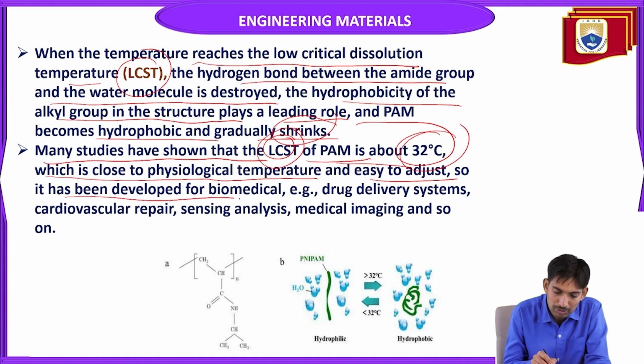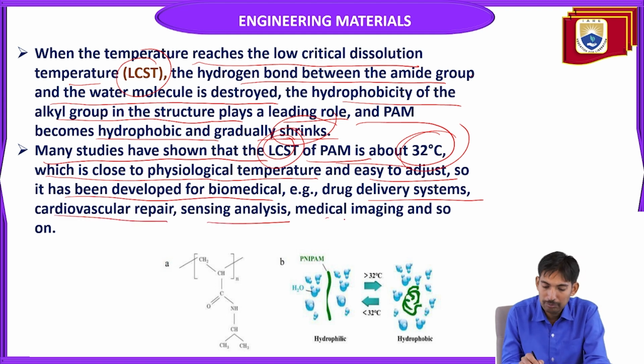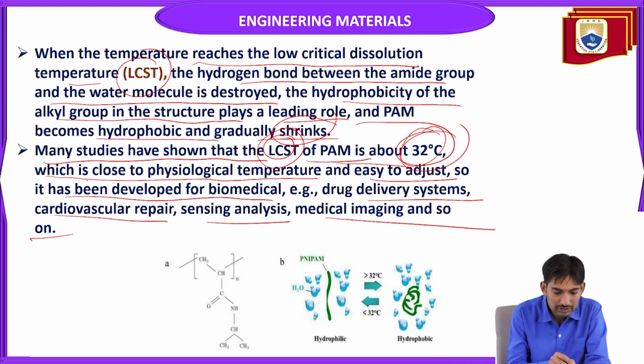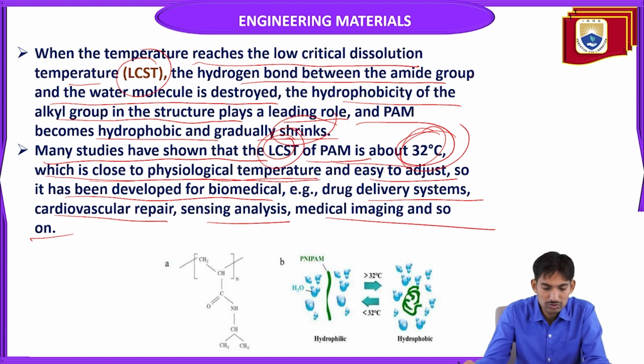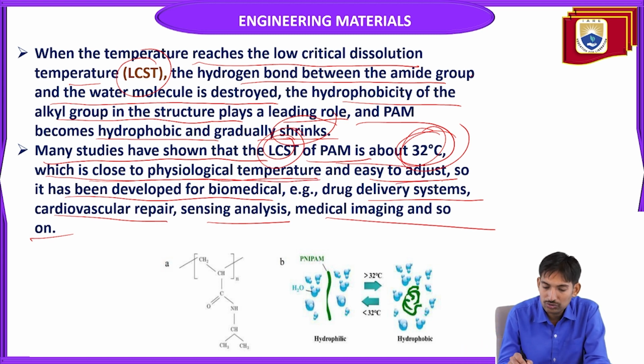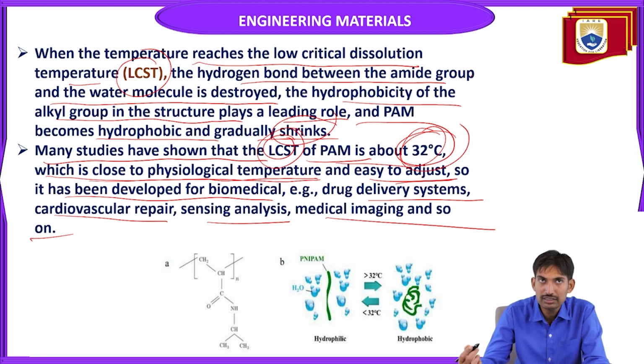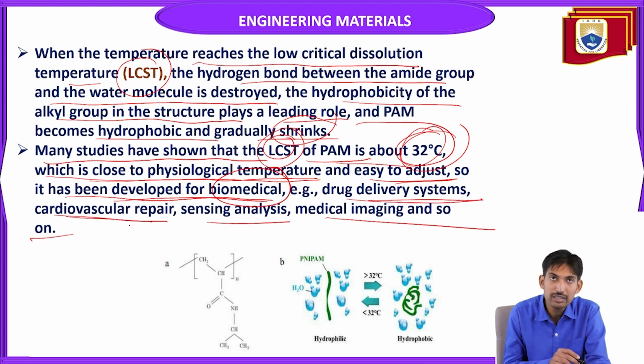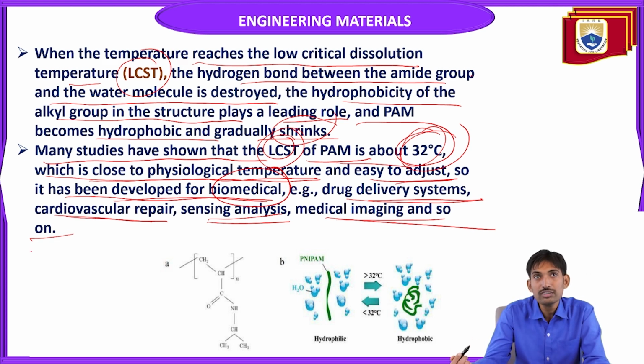This is close to physiological temperature and easy to adjust. So it has been developed for biomedical uses, for example drug delivery systems, cardiovascular repair, sensing analysis, medical imaging, and so on. We can manage this temperature of 32 degrees centigrade very easily, since it is close to our physiological temperature.